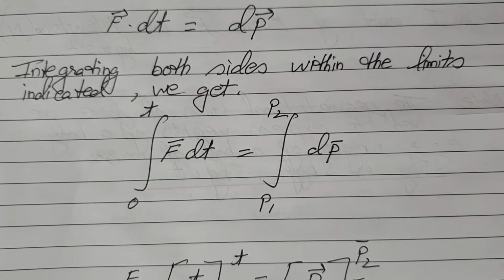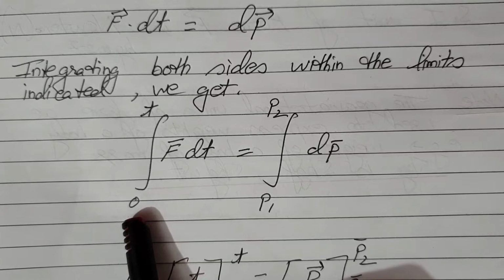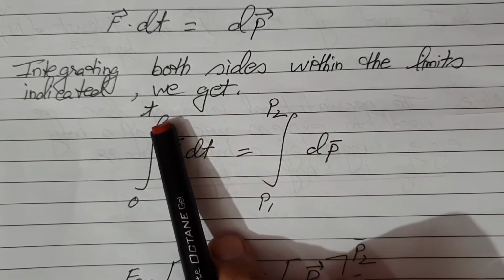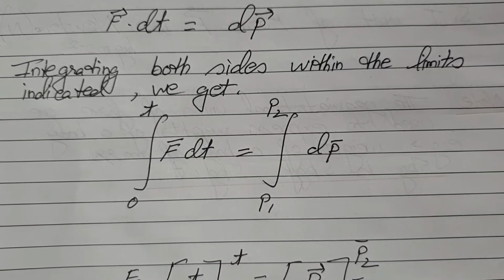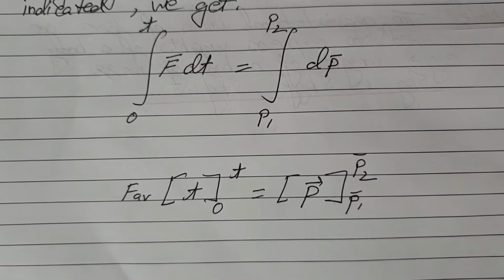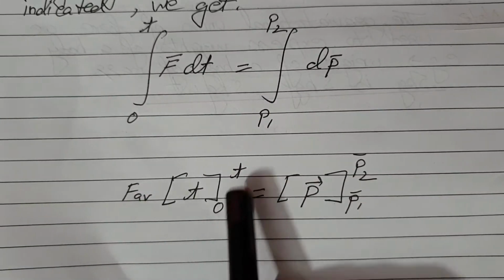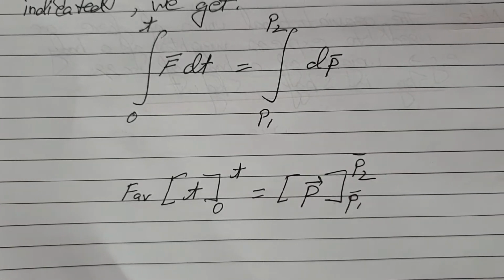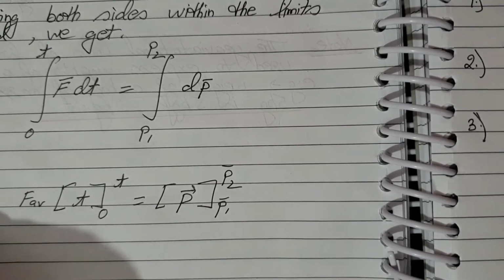Now see, where P1 is the linear momentum at time t equals 0, and P2 they have taken as the final momentum at time t equals t. Now, if we take F_av as the constant force during this time, or the average force, then after integrating, F will be F_av, dt will be integrated from 0 to t, and dp will be integrated from p1 to p2. So F_av times t, from 0 to t, equals p integrated within limits p1 to p2.